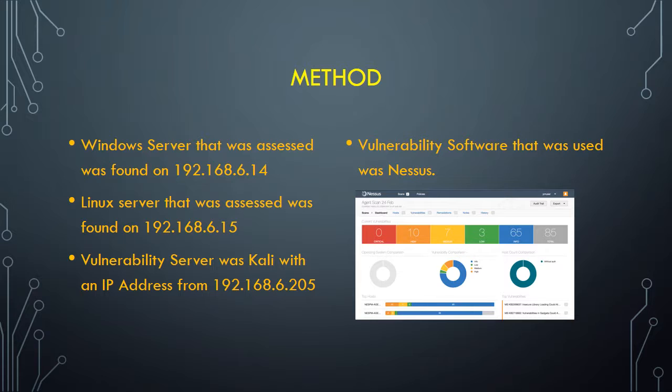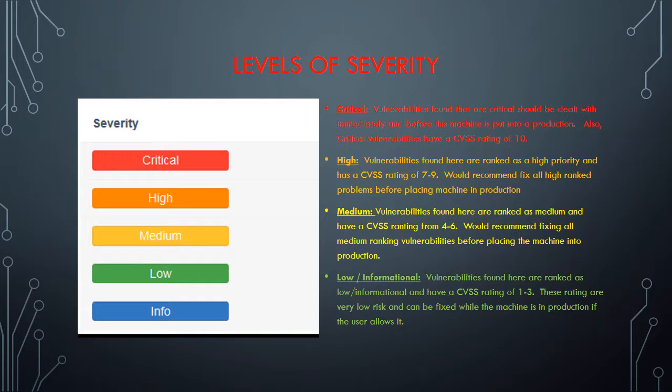We used an advanced scan and certain plugins to basically do a full scan of both systems to see what critical, high, medium, and low vulnerabilities were in both of these systems. So as you can see here with our diagram on the left, we have a severity scale that Nessus uses. It's critical, high, medium, low, and informational.